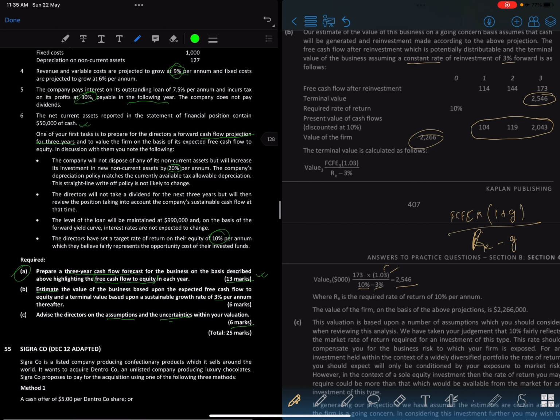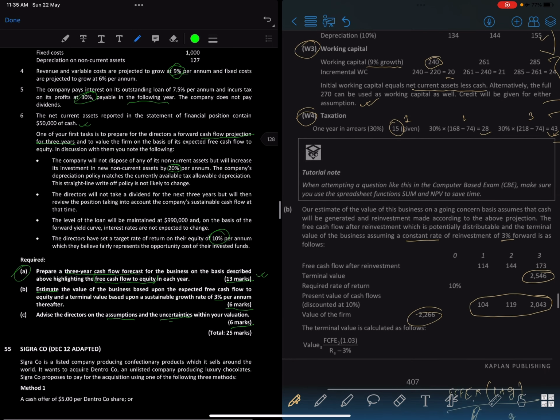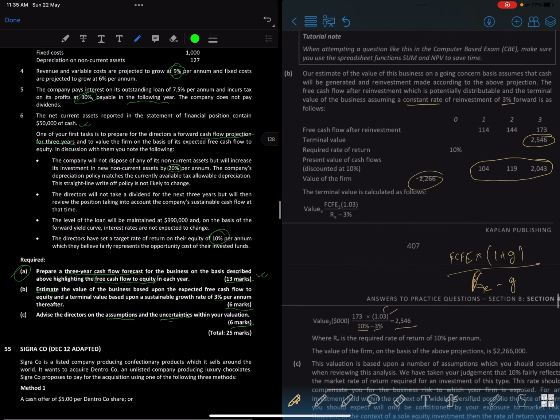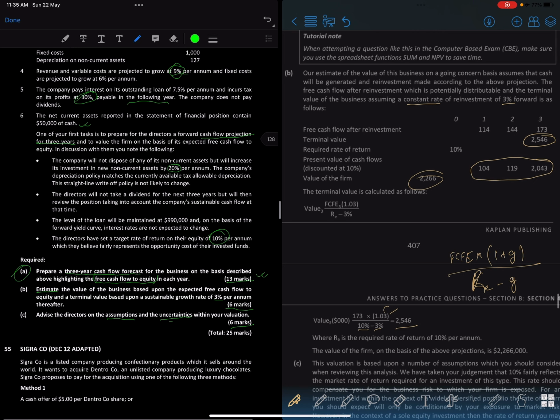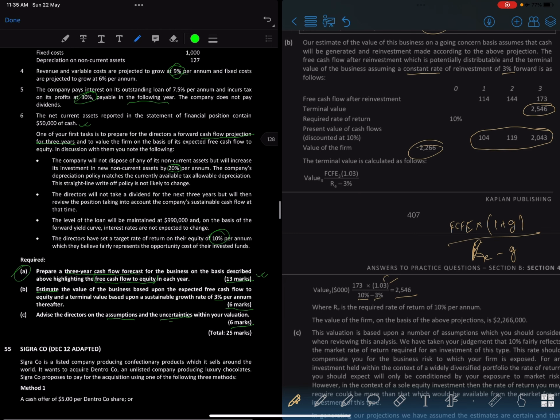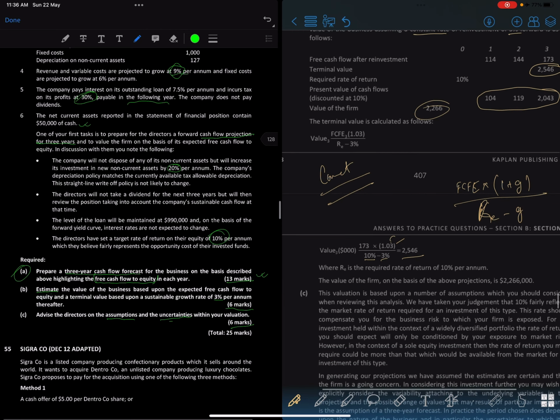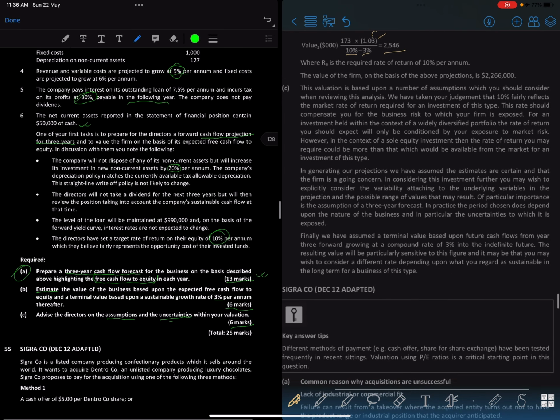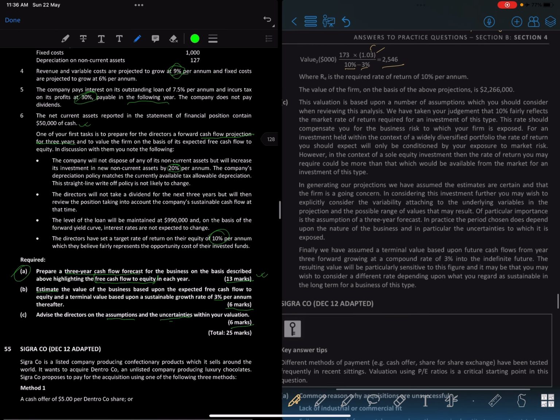Estimation only, and terminal value, that's it. Basically you get 6 marks again, so 18 marks for calculation, right? You could use the NPV function as well to save time. If you don't understand this, do let me know. Do comment down below. I'll definitely help you out, okay? Next, advise the directors on the assumptions and uncertainties within your valuation.